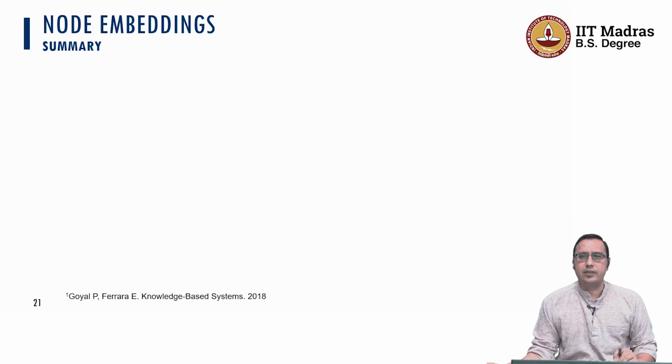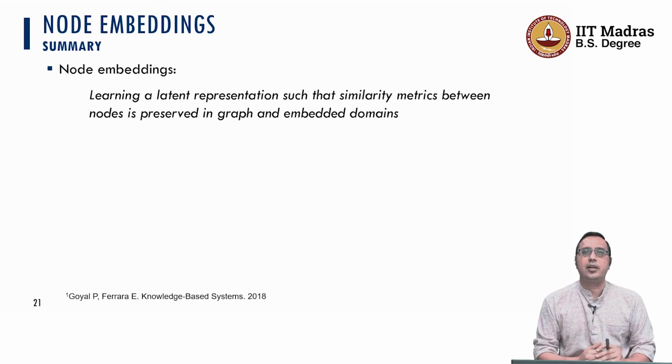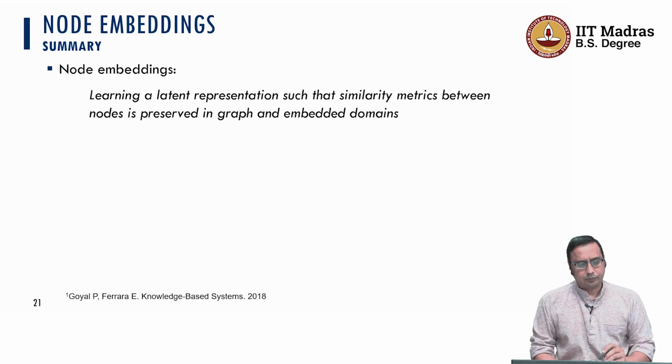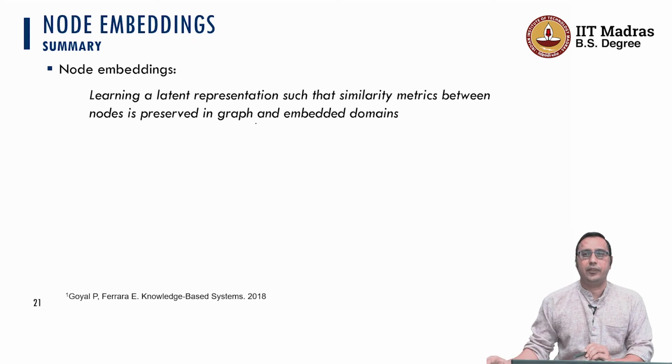Let me summarize what we have studied today. Node embeddings is all about learning latent representations by encoders such that a similarity matrix, which can be a deterministic similarity matrix like adjacency matrix or some higher order matrices, or it can be stochastic like probability of co-occurrence between 2 nodes in a neighborhood, is preserved in both the graph and embedding domains.